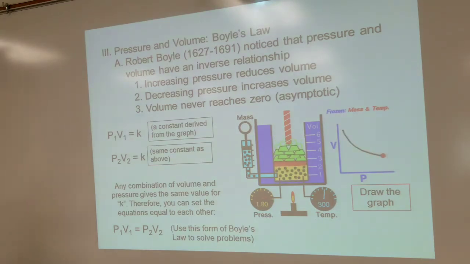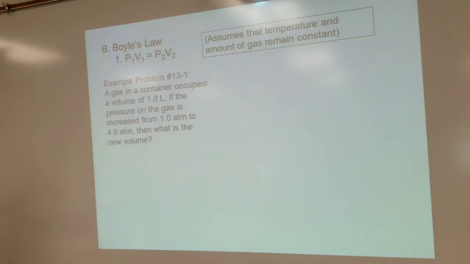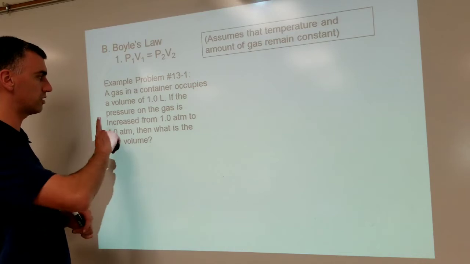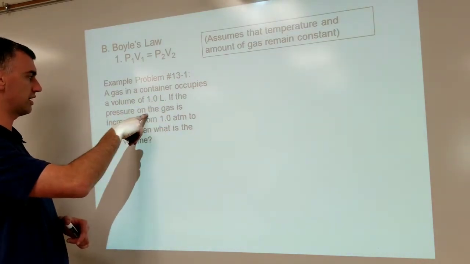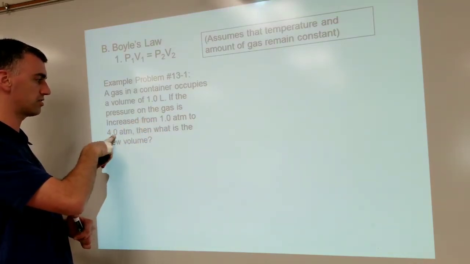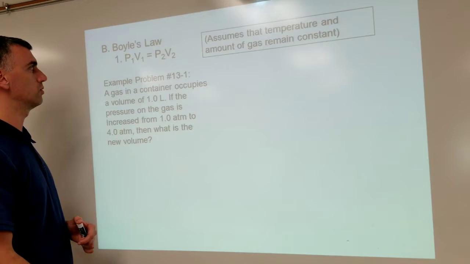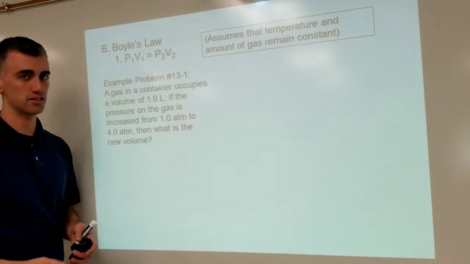All right, now having said that, let's look at what this looks like when you do an actual calculation. A gas in a container occupies a volume of 1.0 liters. If the pressure on the gas is increased from 1.0 atmospheres to 4.0 atmospheres, then what is the new volume? Whenever you see a question, you'll see just this. It's not going to tell you this. It's not going to tell you this.